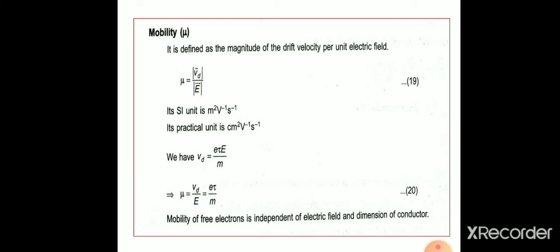From the equation, drift velocity Vd is equivalent to E tau by m. We get the equation for mobility to be e tau by m, where small e is the charge of an electron, tau is the relaxation time, and m is the mass of an electron. Mobility of free electrons is independent of electric field and dimension of the conductor.